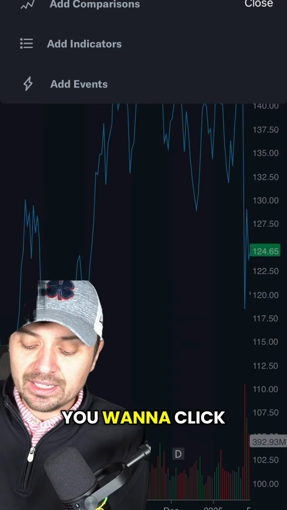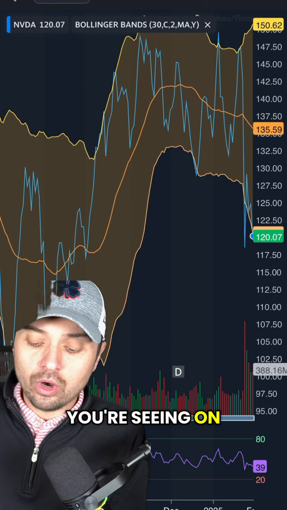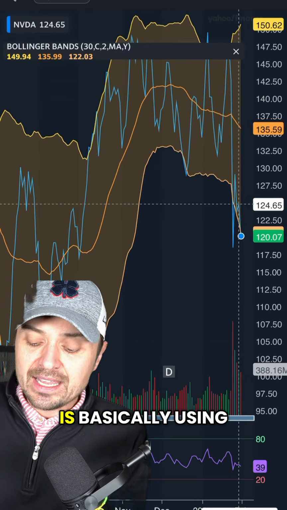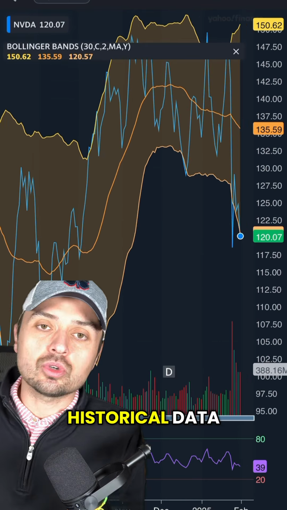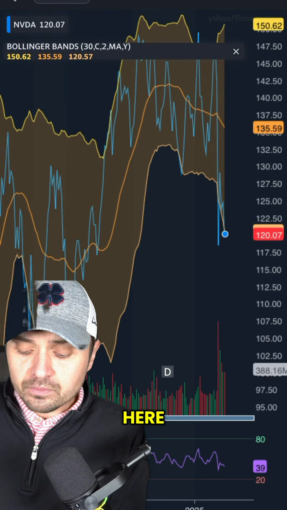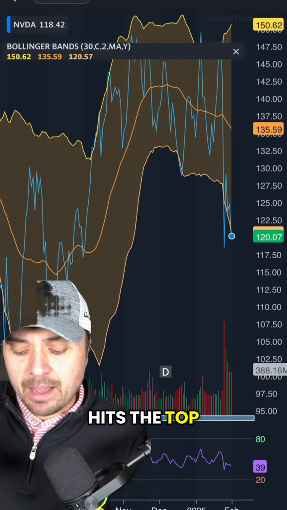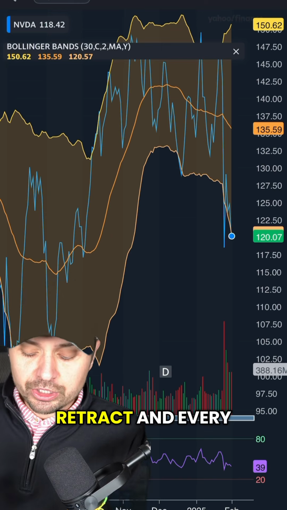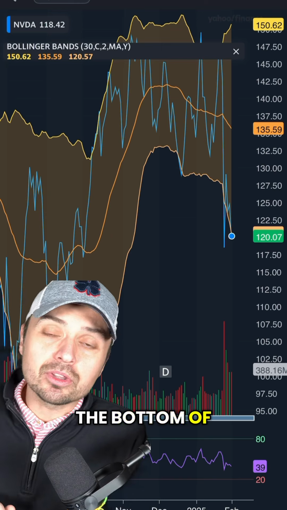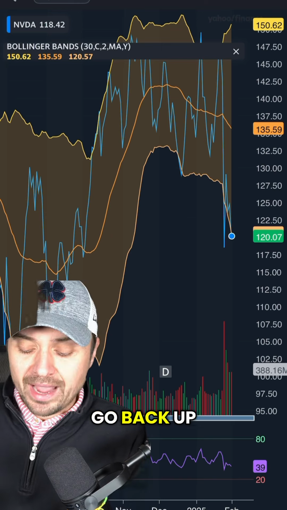So now we have a super intimidating chart that of course is going to scare 99% of people away, but it's not complicated. Let me explain to you what these indicators do. This Bollinger Band, this range that you're seeing on your screen right now for this stock, is basically using historical data to tell you what range a stock is most likely to trade in. For example, if we're looking at NVIDIA here, you can see every time it hits the top of that Bollinger Band, it starts to retract. And every time it hits the bottom of the Bollinger Band, it starts to go back up, right?